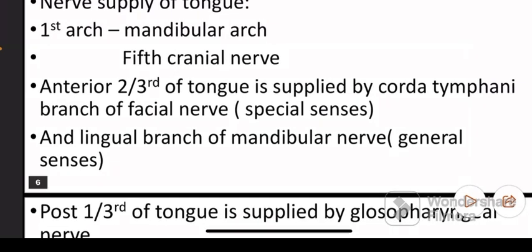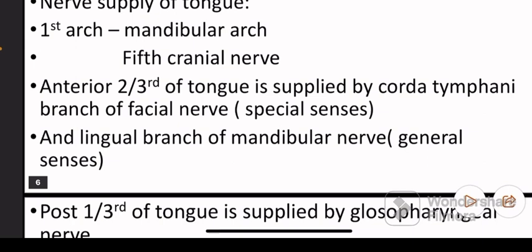Why then did it take part in the anterior two-thirds? Because facial nerve supplies the second pharyngeal arch, but the branch of facial nerve, that is chorda tympani, supplies the anterior two-thirds of tongue. It carries special senses. And the lingual branch of mandibular nerve, we know that it is a mandibular nerve, carries general senses. Then the posterior one-third of tongue is supplied by glossopharyngeal nerve.